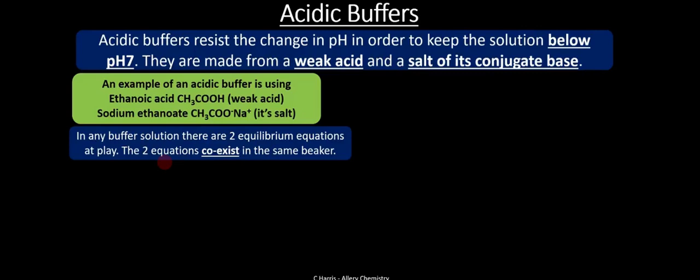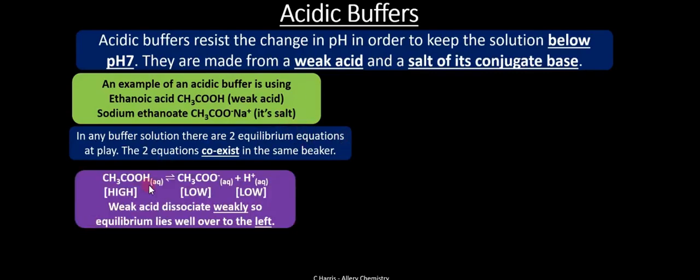So we have two equilibrium reactions that take place in every buffer. In every buffer solution, there are going to be two equilibrium reactions happening at the same time. The first one in this example would be your acid, which dissociates to this conjugate base and your H plus ions. Remember what we said about weak acids, they dissociate weakly, so the equilibrium lies well over to the left. So there's going to be a high concentration of this and a low concentration of these two products. Because it's a weak acid, the equilibrium lies to this side. So there's going to be a large proportion of those acid molecules that are not dissociated.